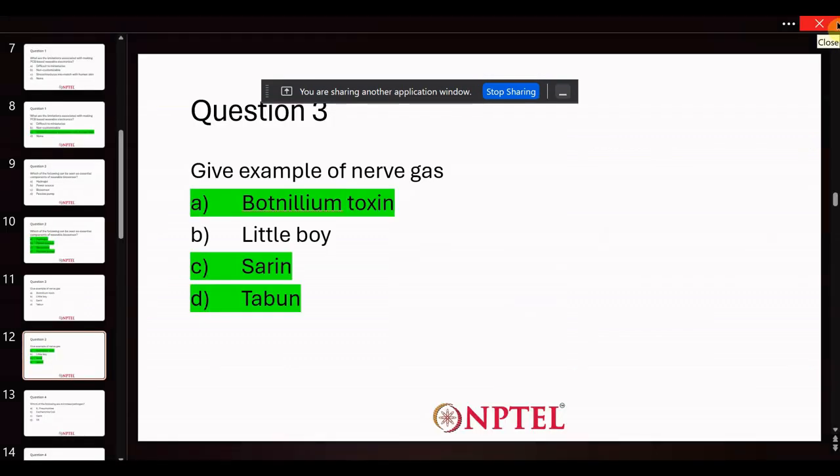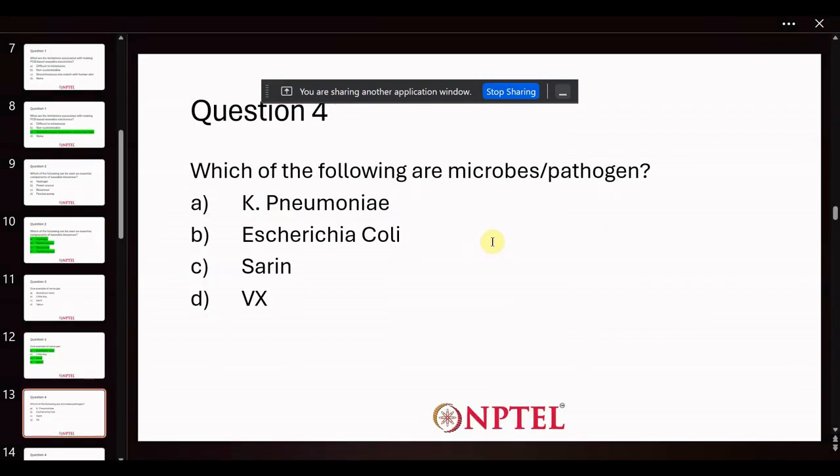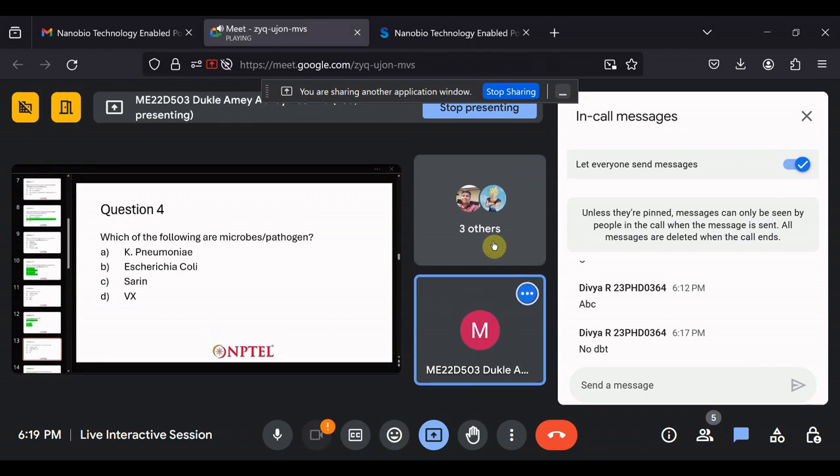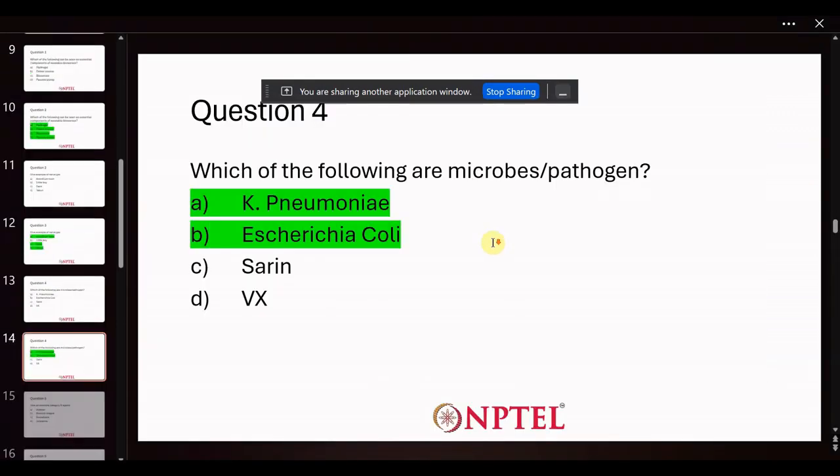So moving to the fourth question: which of the following are microbes or pathogens? Pneumonia, Escherichia coli, sarin, VX. Any guesses? This is a multiple choice question. Okay, yeah, you are right. The answer is A and B.